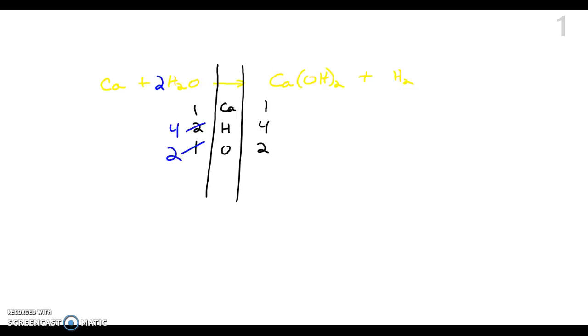Boom. There we go. Now just double check. I have 1 calcium on each side. I have 4 hydrogen. And I have 2 oxygen, and 2 oxygen. There we go. So it can be really easy.